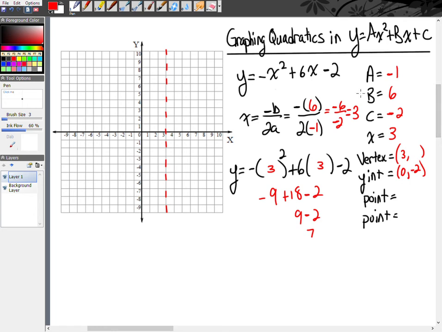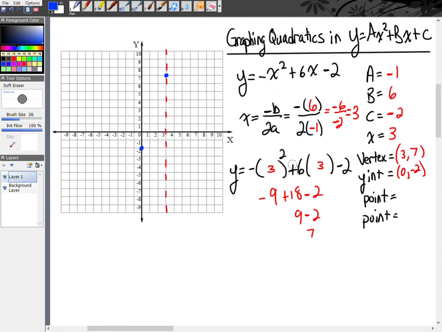So now we know what the y-coordinate of the vertex is. It is 7. So the vertex is at 3, 7. And the y-intercept is at 0, negative 2. Let's go ahead and plot those points. So we go 3, 7. And the y-intercept is at 0, negative 2 right here.